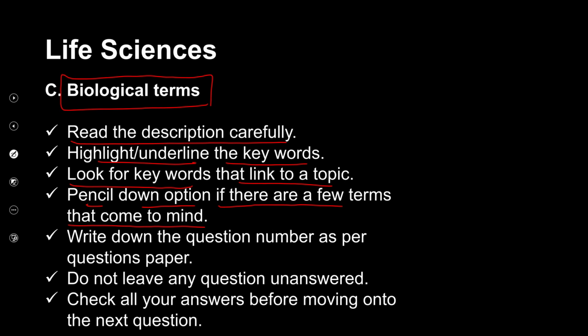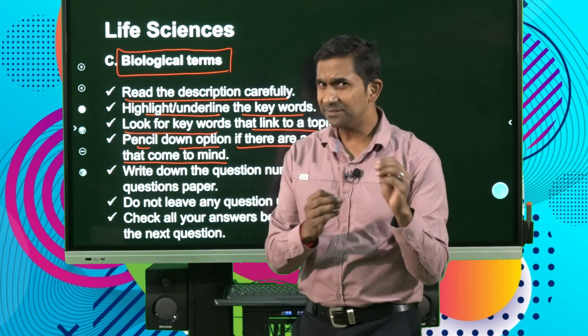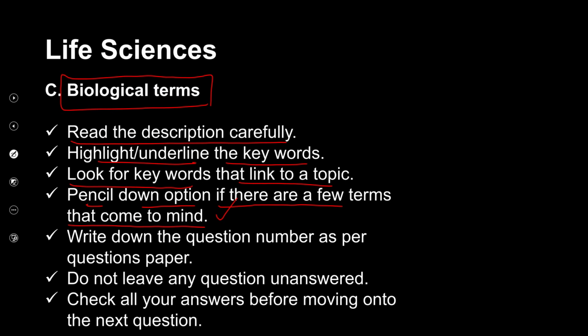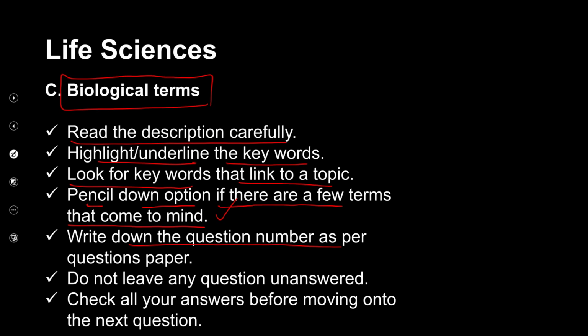So sometimes these descriptions can be easily confused or mixed up. So the thoughts that come to your mind, pencil that down on the question paper. It's easier to pencil them down when you have it in pencil. You then start eliminating them. Write down the question number as per the questions provided.